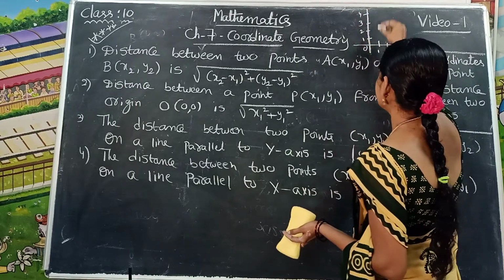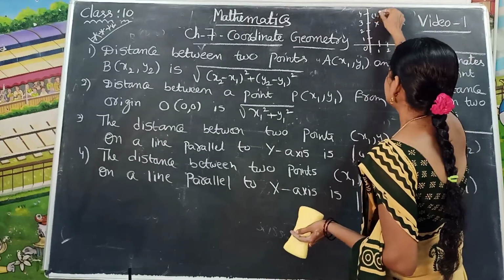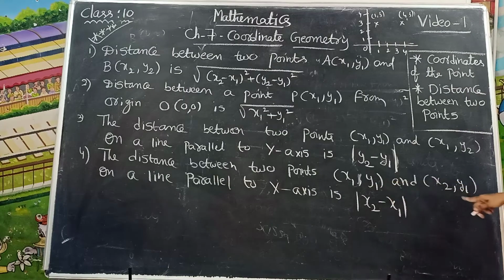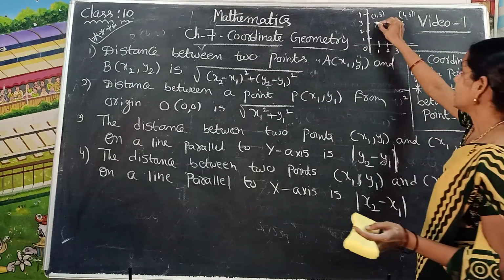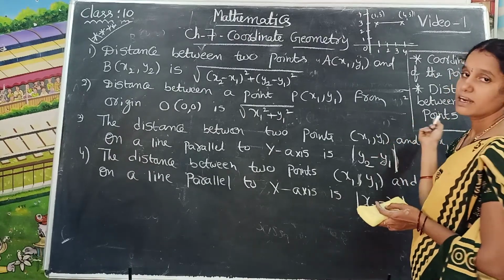Y coordinates are same. 1 comma 3, 4 comma 3. What do you observe here? Y coordinates are same. Here also given x1 y1, x2 y1. Here y coordinates are same. So then if you join, the line is parallel to the x-axis. Is it correct? The line is parallel to the axis.